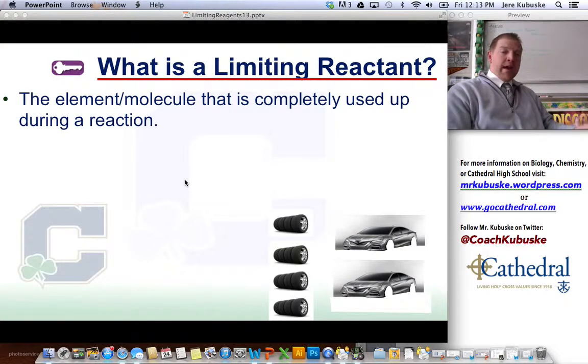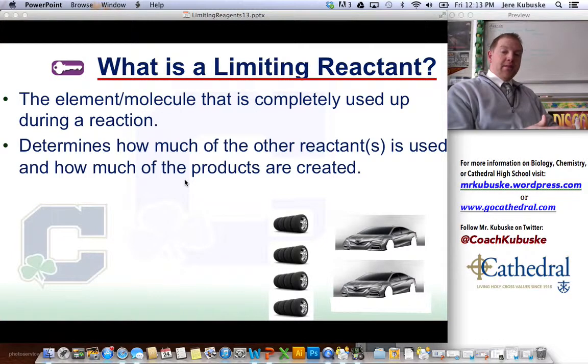So a limiting reactant is the element or molecule or compound or whatever you happen to be talking about that is completely used up during a reaction. And it also limits or determines how much of the other reactant is used and how much product is created. For example, I had 2 car bodies. That was my limiting reactant. So I can only use 8 tires and I only made 2 cars. So my other reactant was my tires and my product was the cars that I made.